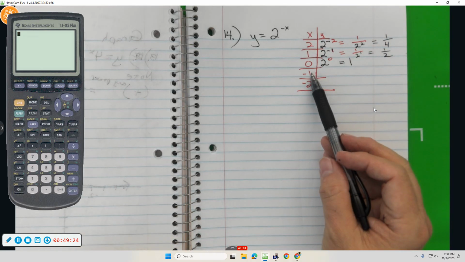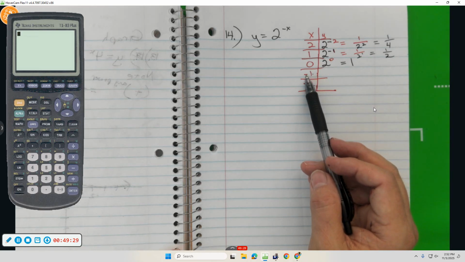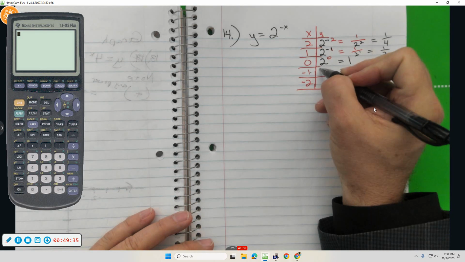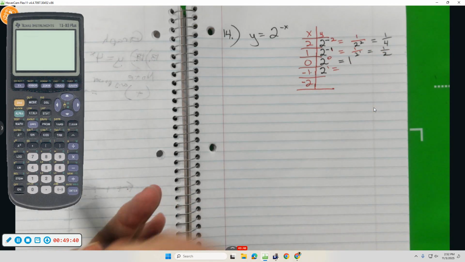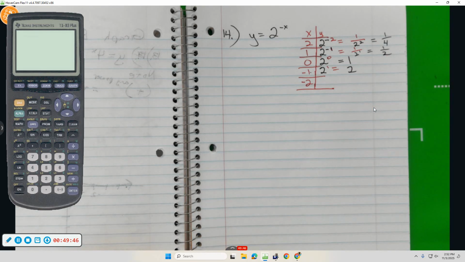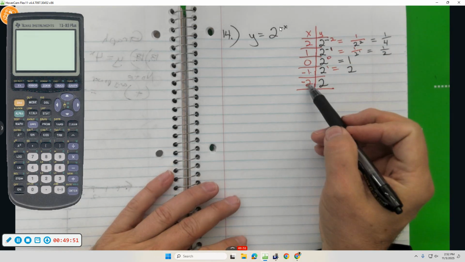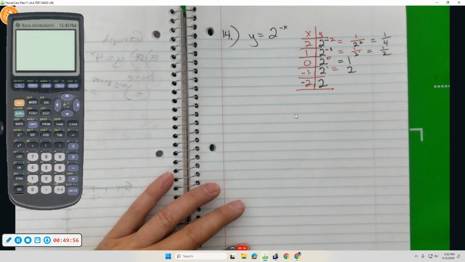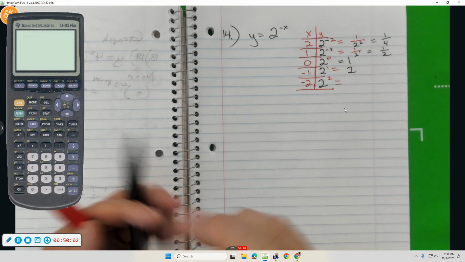Now plug in negative 1. That negative sign here, the red negative, is going to combine with that black negative. What's that going to give us? A positive 1, and 2 to the positive 1 is just 2. Plug in the negative 2. We have a 2. The red negative is going to combine with the black negative. What will my exponent actually be? A positive 2, which gives me a 4.